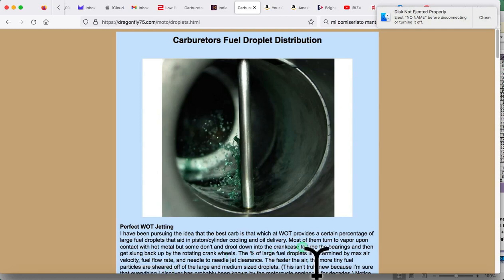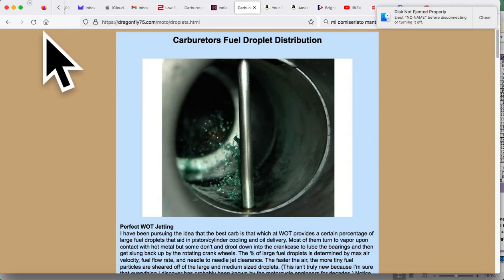Okay, I want to talk about the distribution of sizes of fuel droplets and a needle metered carb, which is the typical carb that most of us have. Even Electron or a smart carb is metered by a needle. So if you look at this picture, you can see that there are large droplets, medium-sized droplets, and very small ones, and probably beyond that, vapor.